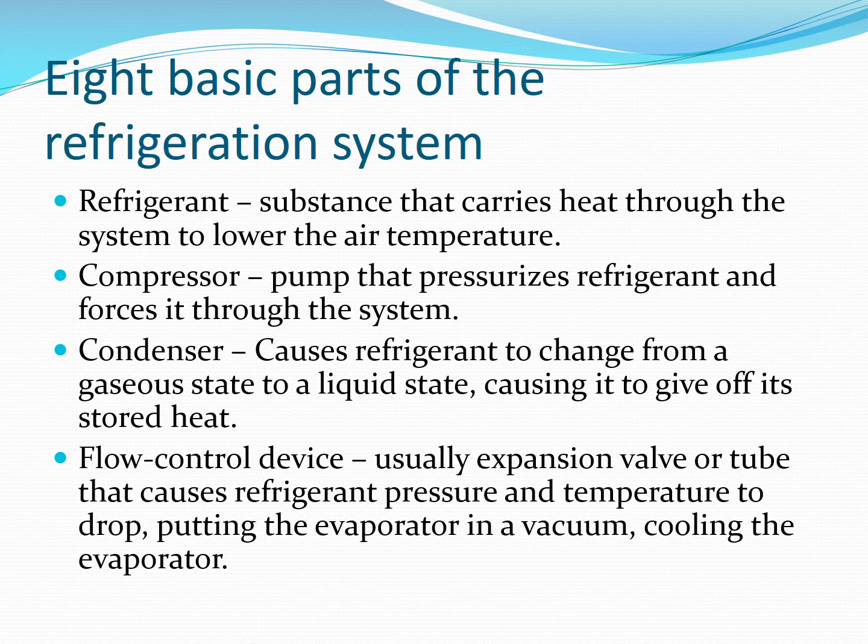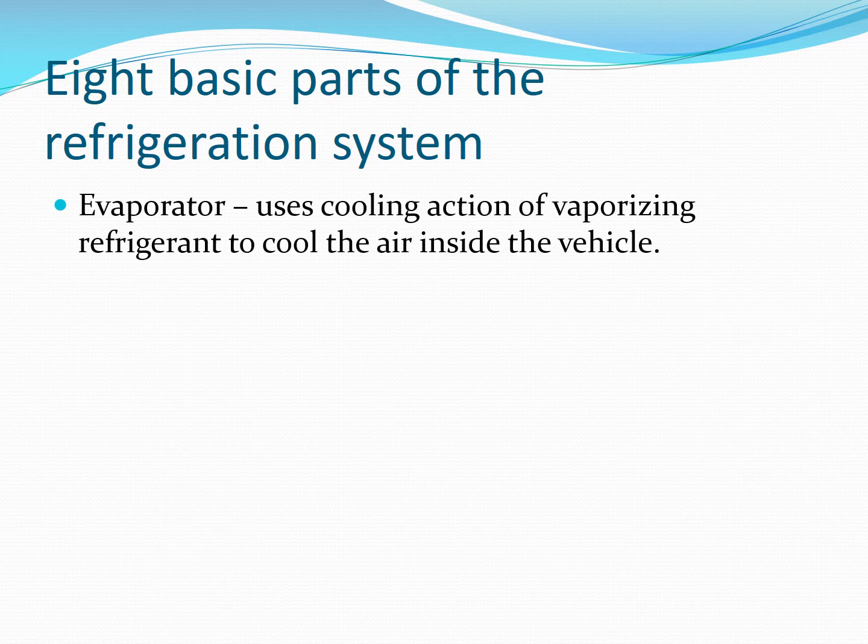But I am going to give you some hints on how to identify, as you open up the hood and look into the engine compartment, which type of system you are working with. And you'll be able to do that fairly easily with some tips that I'm going to give you. So this flow control device is what's causing the pressure drop, putting the evaporator into a vacuum, which is causing the cooling of the evaporator. And the evaporator is the next part that we're going to be talking about, and that uses the cooling action of the vaporizing refrigerant. So we had that pressure drop, the refrigerant is now vaporizing, and if we control that and have all the vaporization happen in one centralized area, then we can have an external fan blow over that and cool the air inside the vehicle.